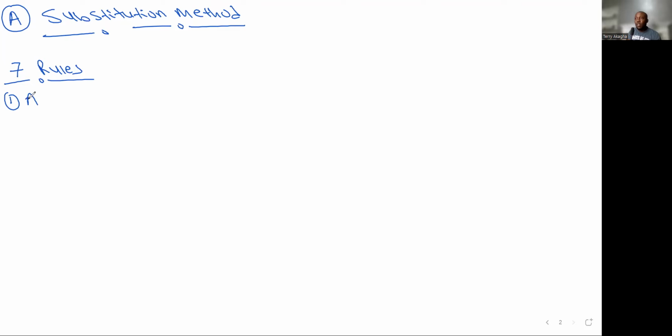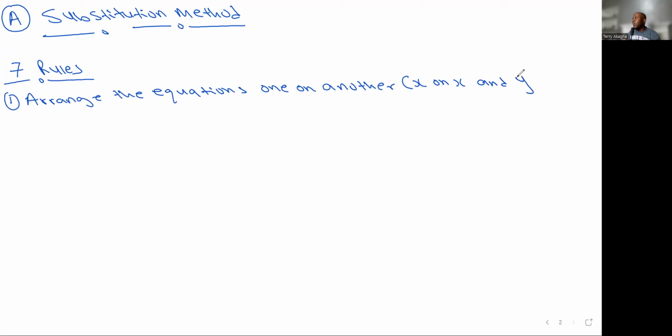So that means the first thing you do is that you arrange the equations one on another. Okay, so that means it will be like the x on x and the y on y. Does that make sense?